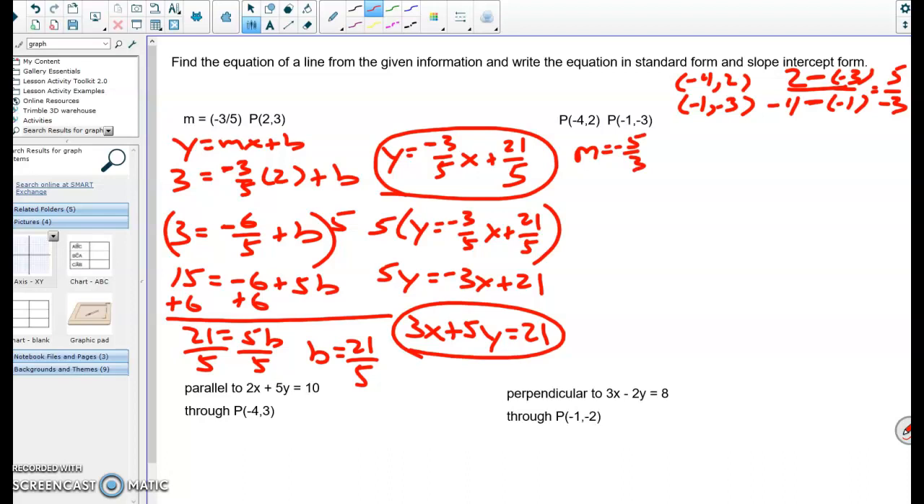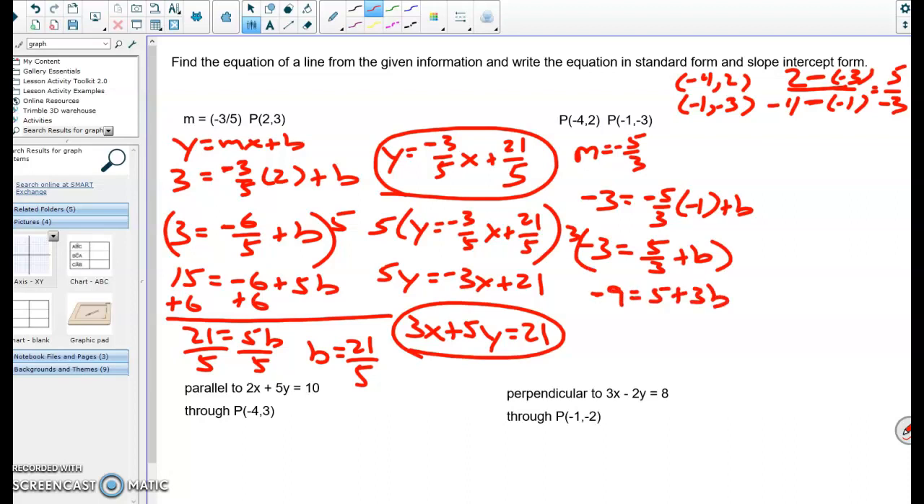And now I choose a point. I'll choose negative 1, negative 3. So negative 3 equals negative 5/3 times a negative 1 plus b. Negative 3 equals 5/3 plus b. We're going to multiply everything by 3. Negative 9 equals 5 plus 3b. We subtract 5, negative 14 equals 3b, and negative 14 over 3 equals b. So my answer, y equals negative 5/3 x minus 14 over 3.